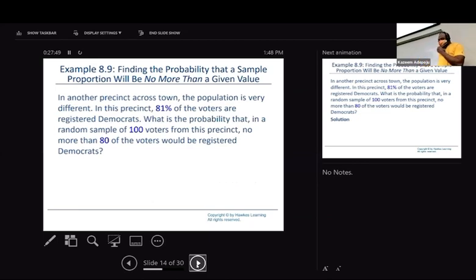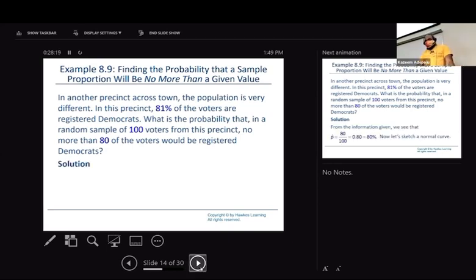Now, this is the next question. The first question was talking about greater or equal to. This question is going to talk about less, because it says finding the probability that a sample proportion would be no more than the given value. That's a less or equal to. You're actually going to do the same. This time around, I say no more than 80.